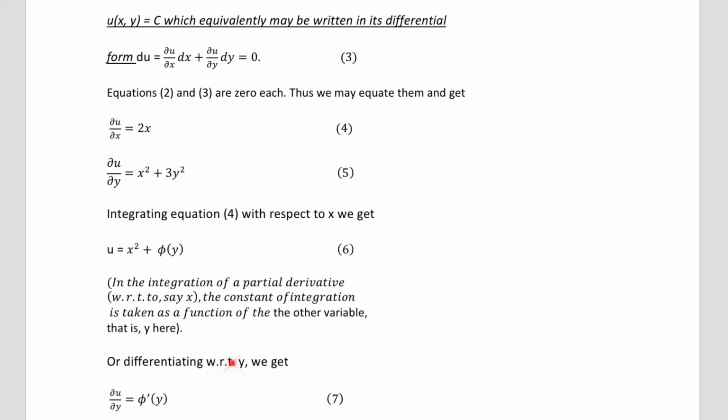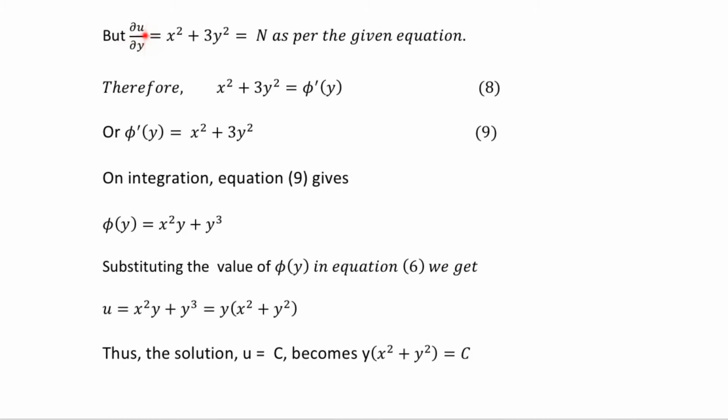Now differentiating this equation with respect to y, we will get partial u over partial y is equal to phi dash y. This is equation number 7. But partial u over partial y is equal to x squared plus 3y squared, which is equal to N as per the given equation. Therefore, x squared plus 3y squared is equal to phi dash y. Therefore, we repeat it here: phi dash y is equal to x squared plus 3y squared.